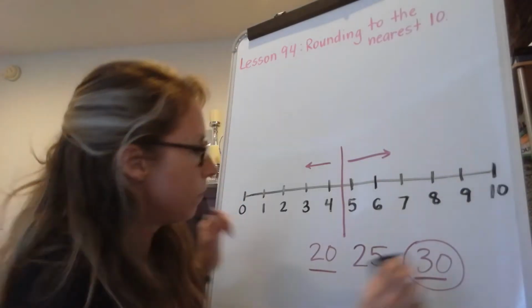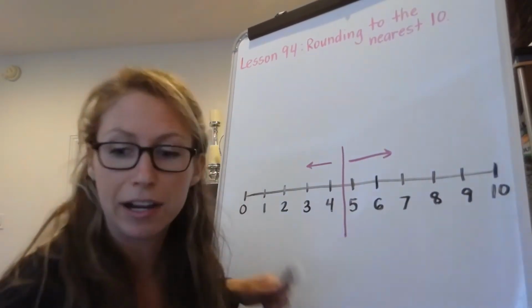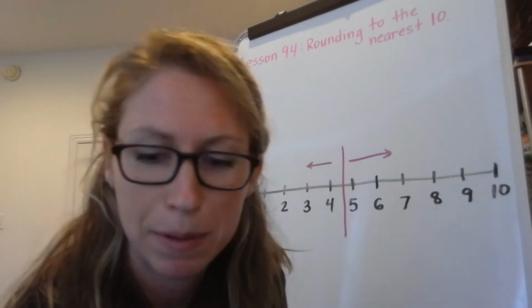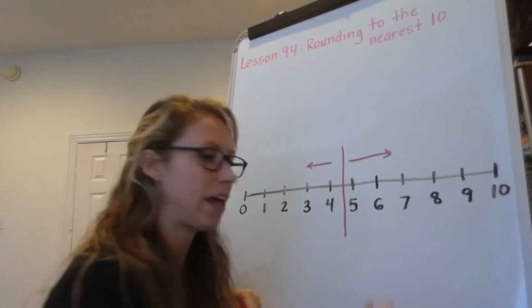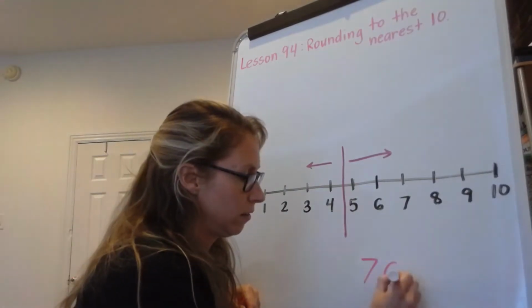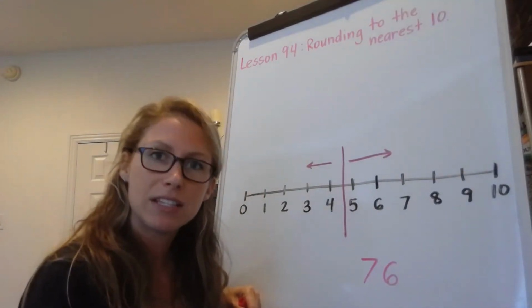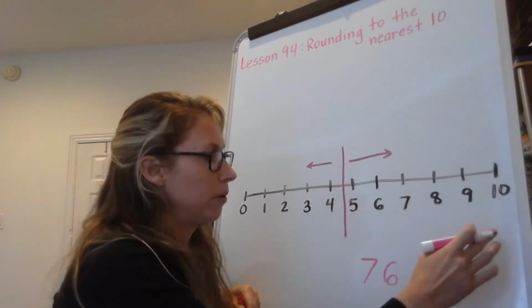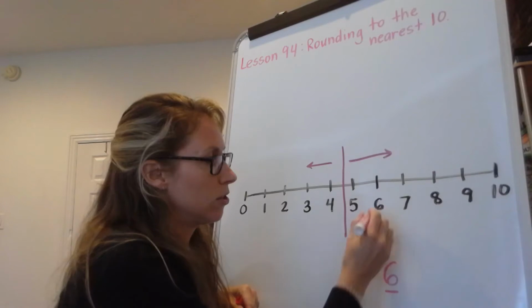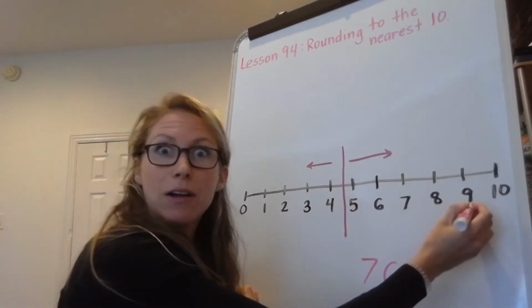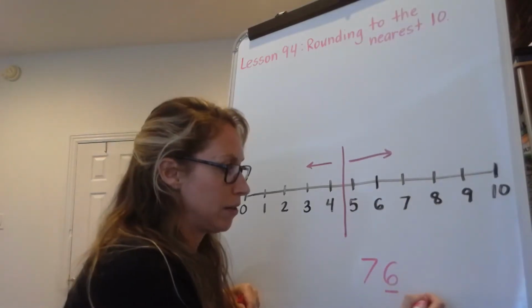Now, let's try a couple. I'll switch colors to keep it spicy. Now, what if we had the number 76? Will 76 round up or back? It ends in a 6, so that means it rounds up. So it rounds up to this one.